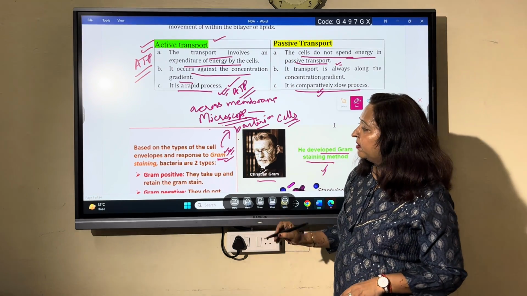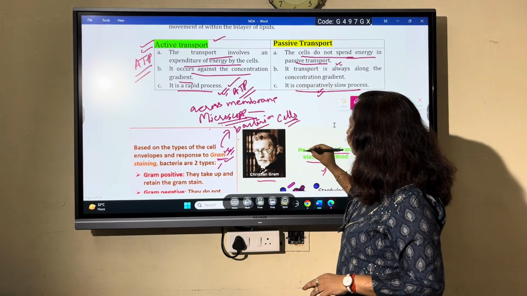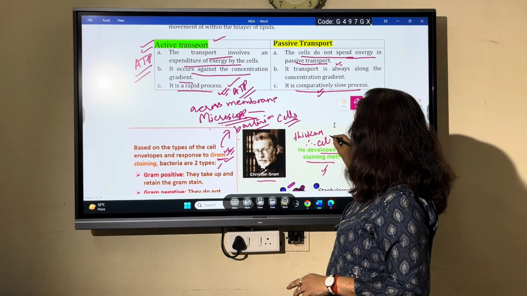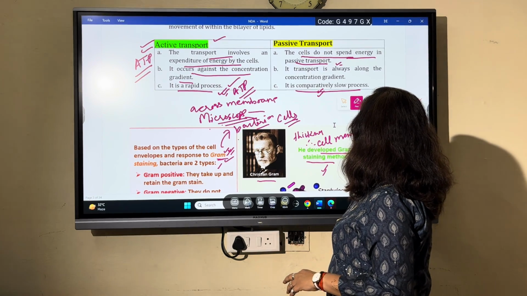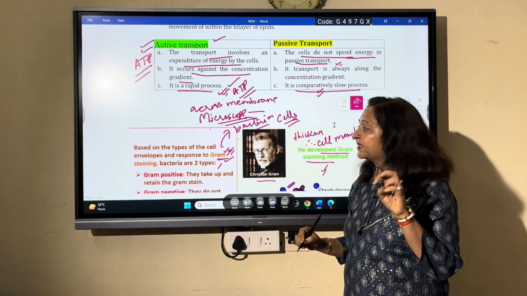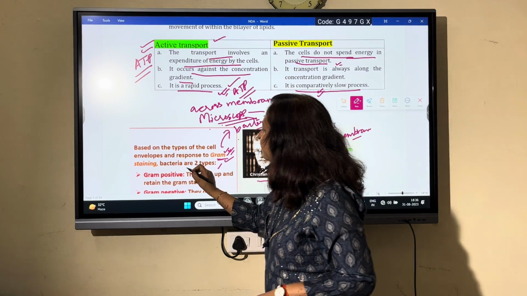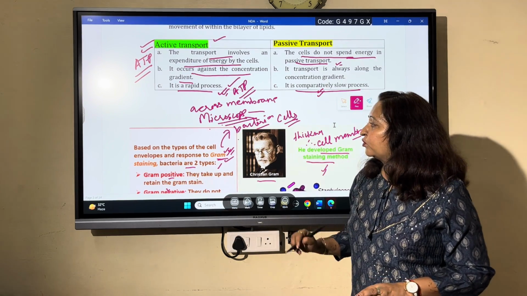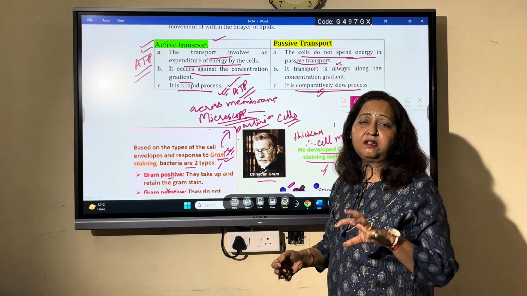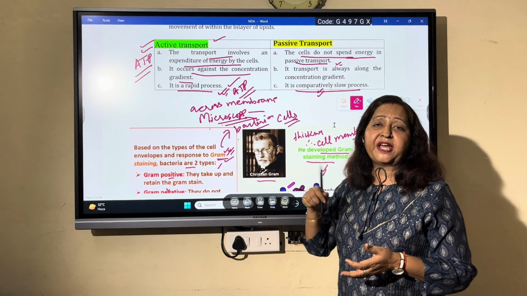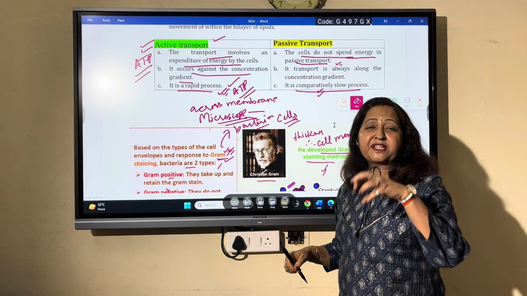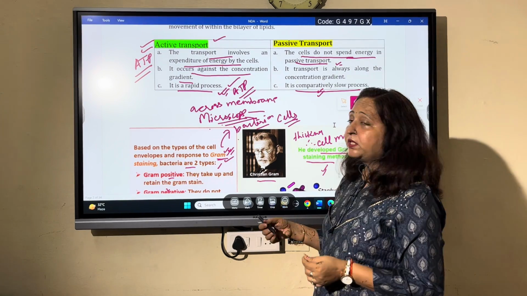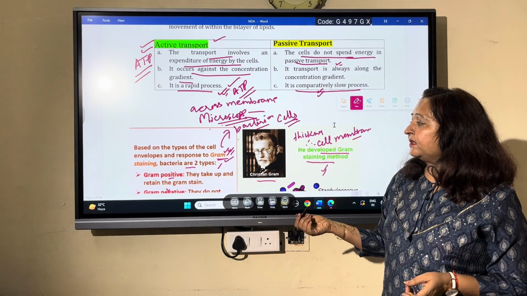Now this gram staining was based on the envelope, that is, the thickness or cell membrane. So gram staining was based on the cell membrane. Basically, bacteria are of two types: one is gram positive and one is gram negative. Gram positive are those bacteria that take up the dye, that is, the gram stain. The bacteria which take up the gram stain are considered gram positive, and the bacteria that don't take up the gram stain we consider as gram negative.